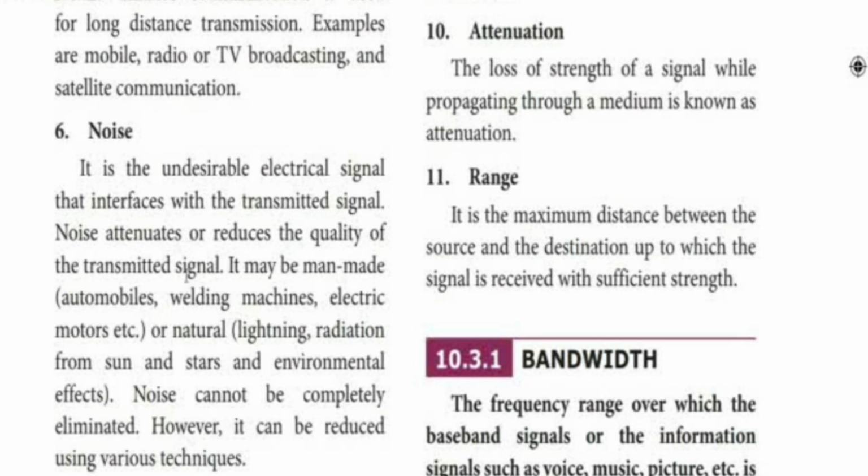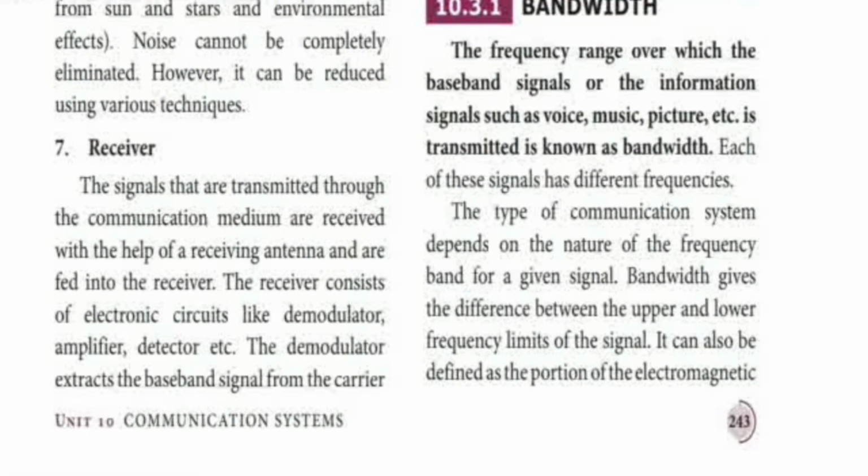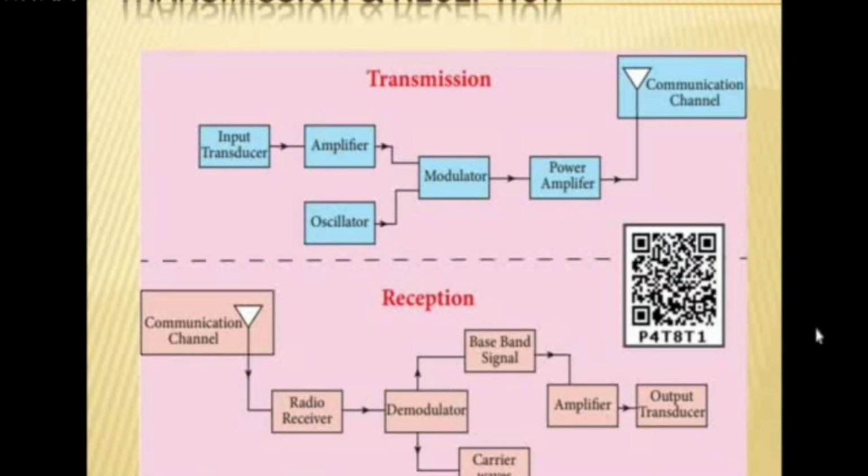So this can be produced with the noise in the signal. Next one, receiver. The receiver is the reverse process of transmission. See, this is a reception. Here the signal is transmitted from this antenna. The transmitted signal is received by the receiver. Here the antenna is used as a receiver, and it is a transmitter.